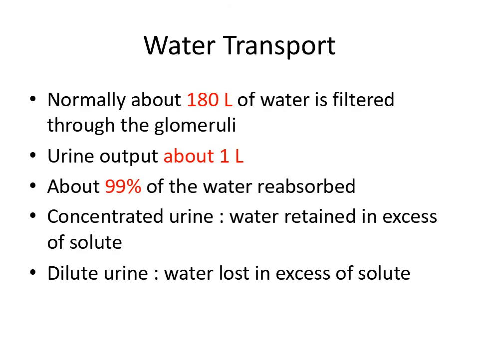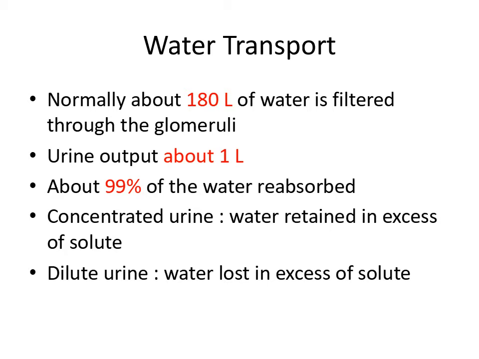Now coming to water transport. This one is important. This alone can be asked as a question. Normally about 180 liters of water is filtered through the glomeruli. We already said what this is: the GFR, the glomerular filtration rate, that is 180 liters per day. But the urine output is about 1 liter per day. So that means about 99% of the water filtered into the tubule is getting reabsorbed.